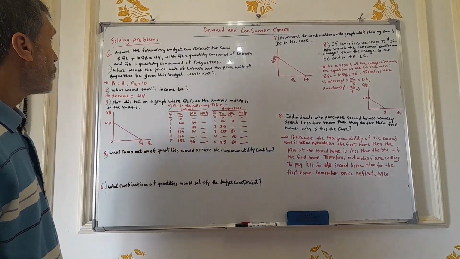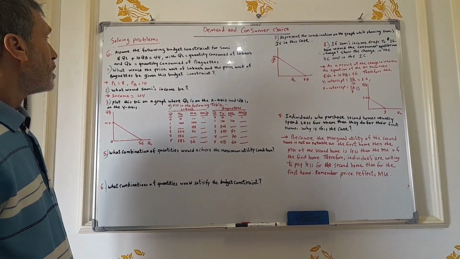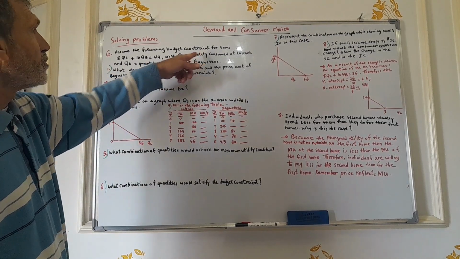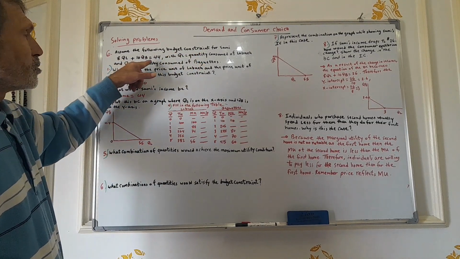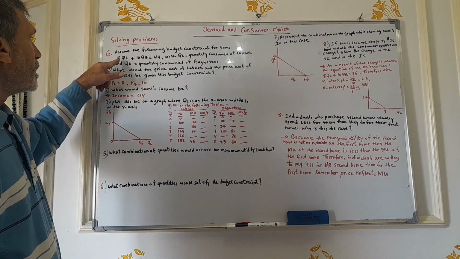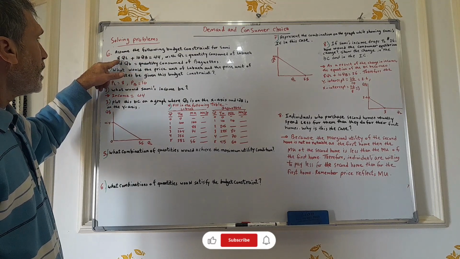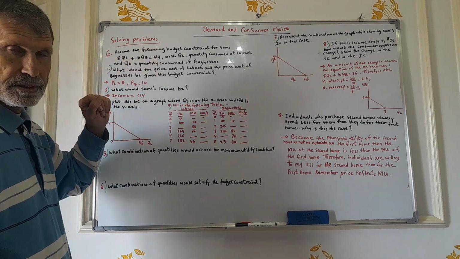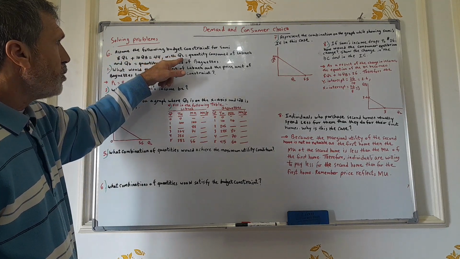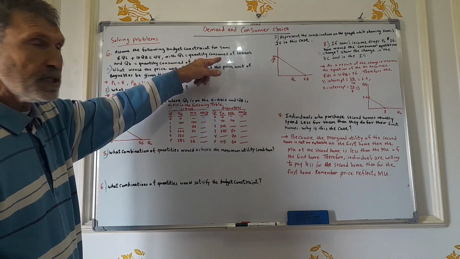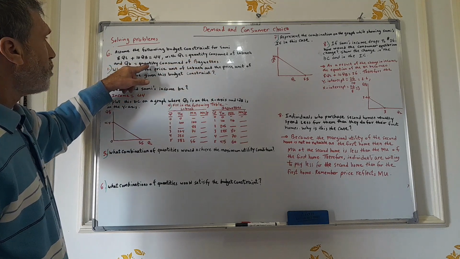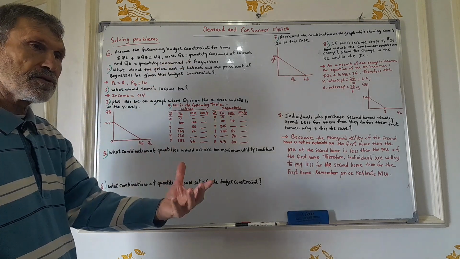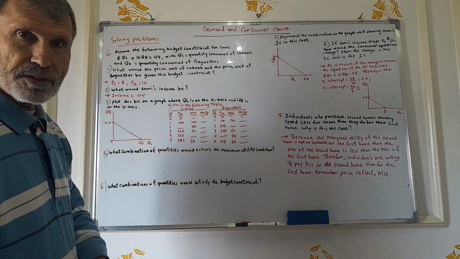Okay, now we move to problem 6. Problem 6 says, assume the following budget constraint for SAMI: 8 QL plus 10 QB equals 44, where QL is the quantity consumed of labne and QB is the quantity consumed of baguettes, which is kind of French bread.